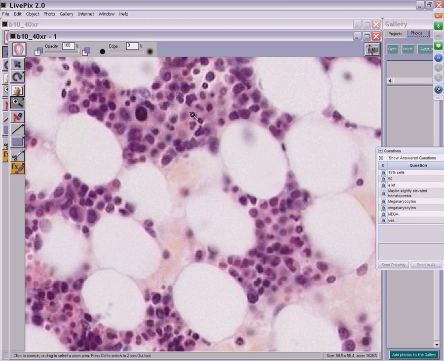Okay, and just out of curiosity, you see this little thing here? I'm kind of putting my arrow around it. What is that cell? Almost certainly.